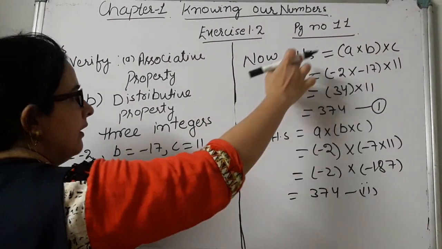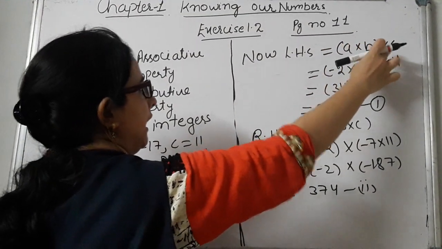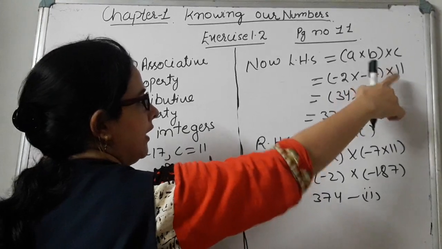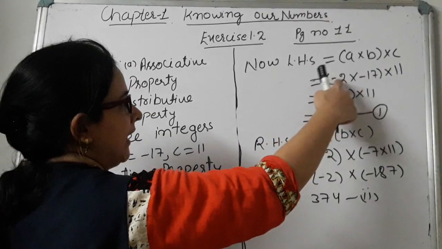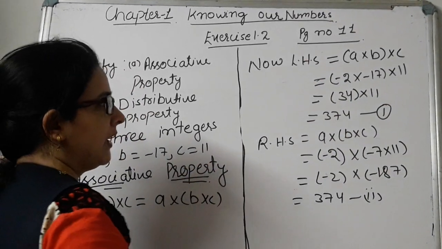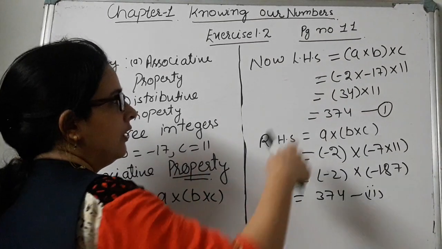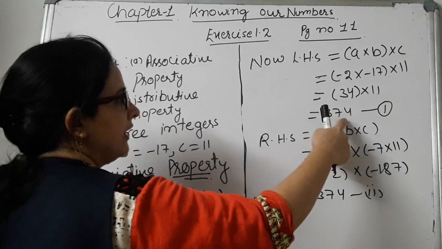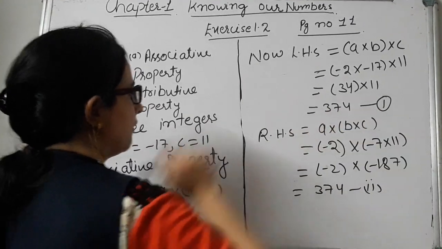Now left hand side, A into B into C. What is the first number? -2 into -17 into 11. Now here is minus, minus into minus will be plus. So it is 34. 2 into 17 is 34. 34 into 11 becomes 374. This is our first equation.